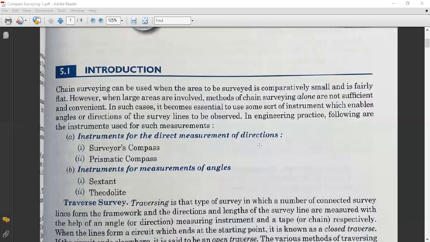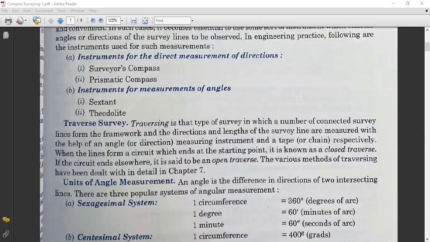I have also explained in the previous class about traverse surveying. Traversing is that type of survey in which a number of connected survey lines form the framework, and directions and the lengths of those survey lines are measured with the help of an angle measuring instrument or tape respectively. Basic definitions I have explained in the previous class. A number of connected survey lines form a framework.